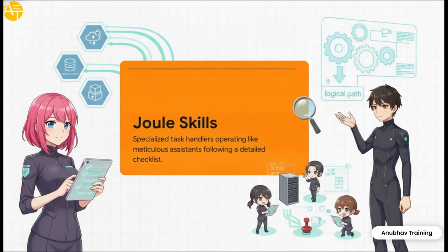So the crucial point is understanding what a Joule skill really is. Think of skills as specialized task handlers. They operate like these incredibly meticulous assistants who follow a detailed checklist with perfect consistency. You know, the kind of colleague who actually loves doing the routine paperwork. Skills are your absolute go-to for predictable, repeatable tasks where you know the exact sequence of actions. If you need to, say, pull weather conditions before approving a shipment, or maybe retrieve employee data across a bunch of different systems for a standard report, you want to build a skill. It's going to follow that exact same logical path every single time without fail.